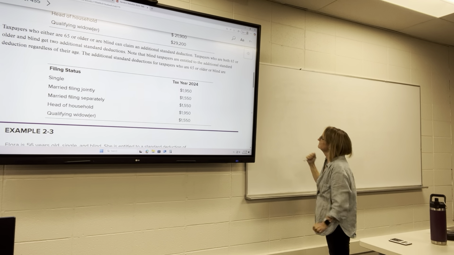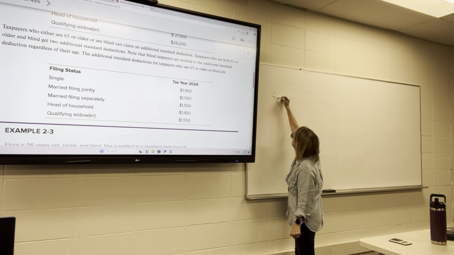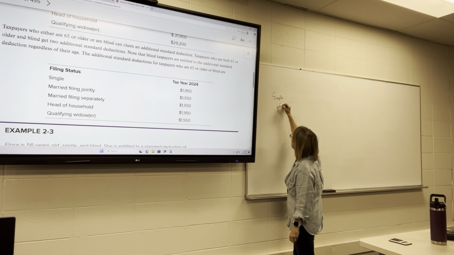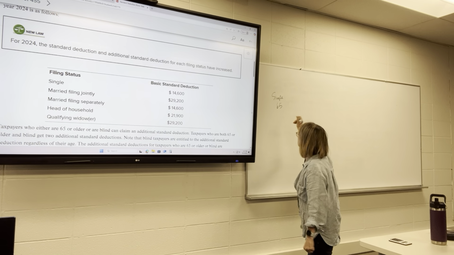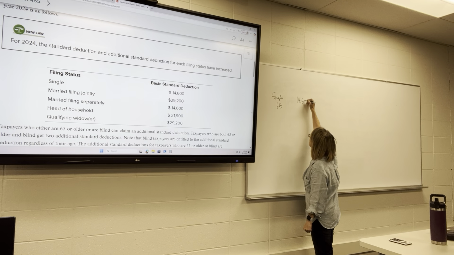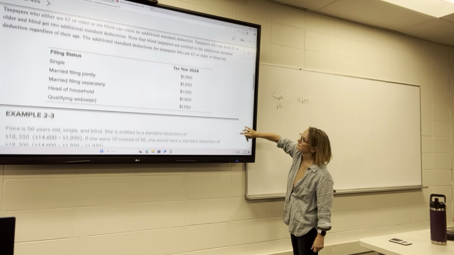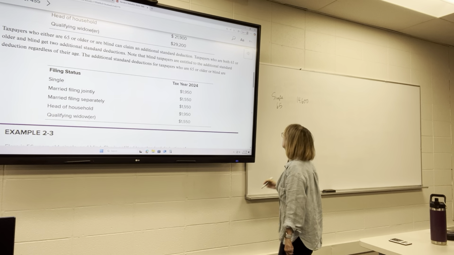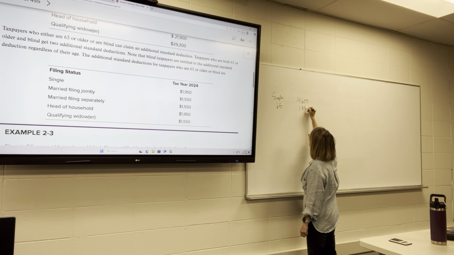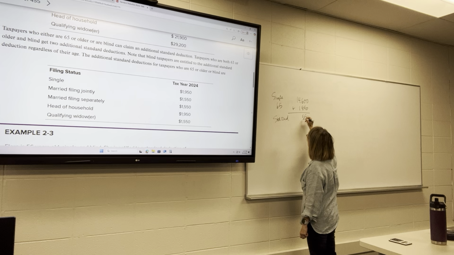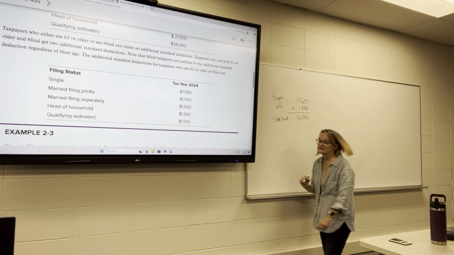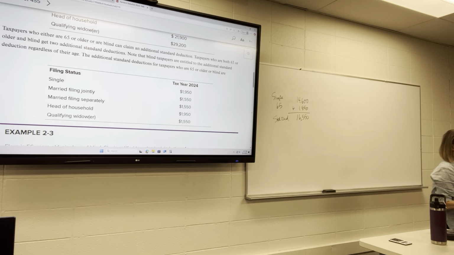Okay, so let's just say we've got somebody who is single and they are 65. That means they would take the single standard deduction of, I'm sorry, $14,600, and then they would get to add another $1,950. So their full standard deduction is $16,550. So they get that additional standard deduction.